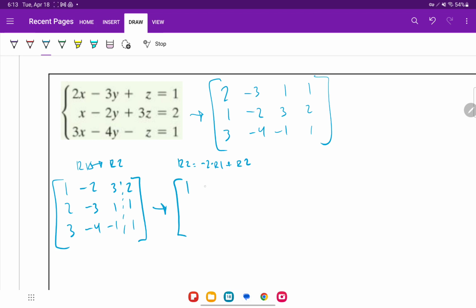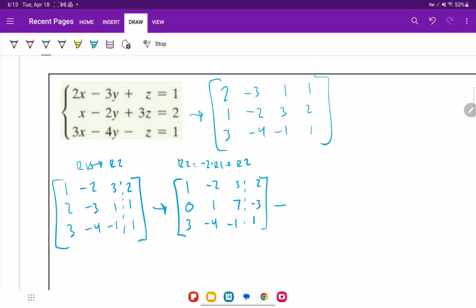So let's rewrite row 1. And then -2 times 1 is -2. -2 plus 2 is 0. -2 times -2 is 4. 4 minus 3 is 1. -2 times 3 is -6. -6 plus 1 is 7. -2 times 2 is -4. -4 plus 1 is -3. And then we rewrite row number 3. All right.